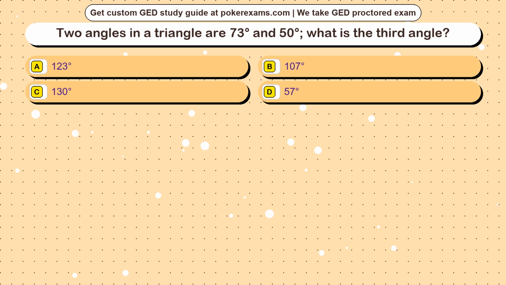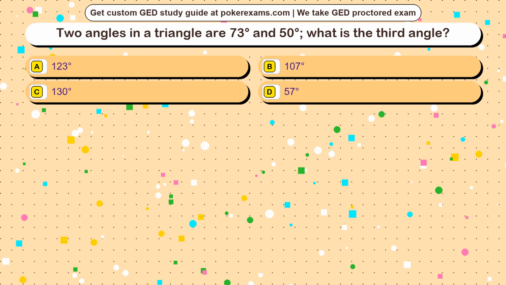Question 4. Two angles in a triangle are 73 degrees and 50 degrees. What is the third angle? Option A: 123 degrees. Option B: 107 degrees. Option C: 130 degrees. Option D: 57 degrees.